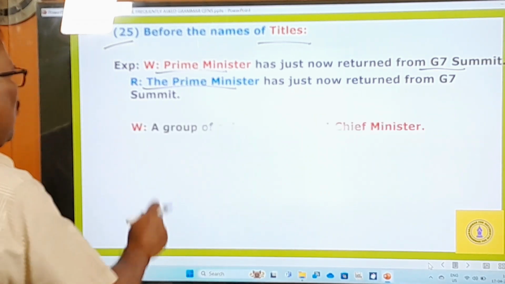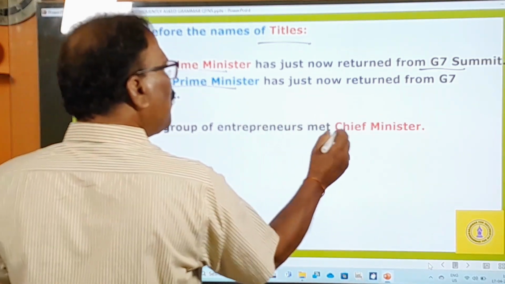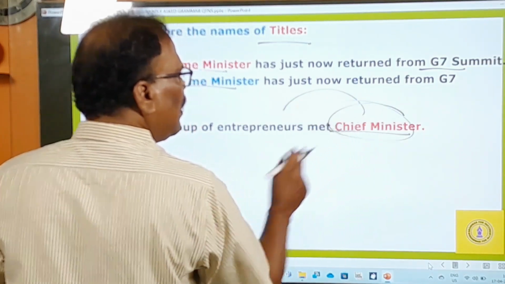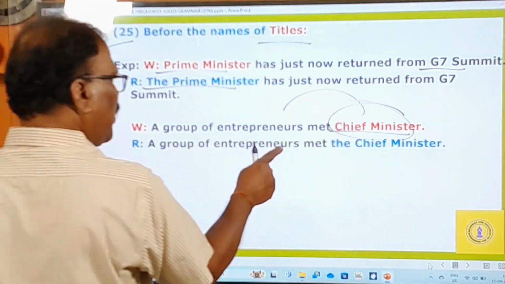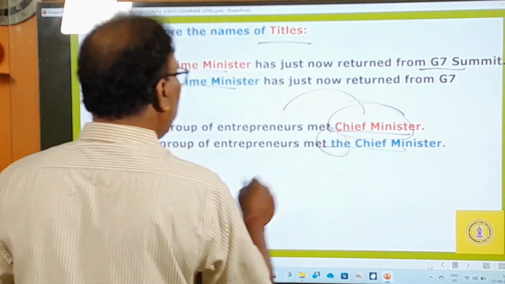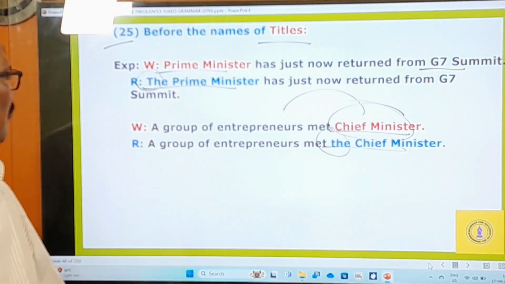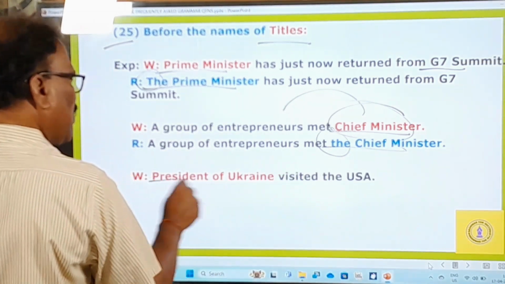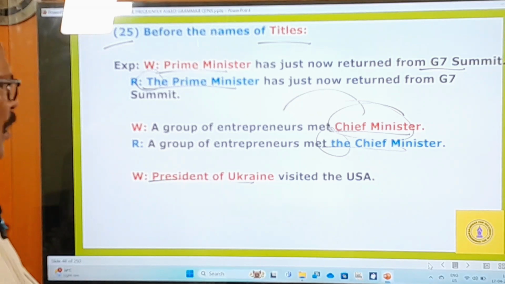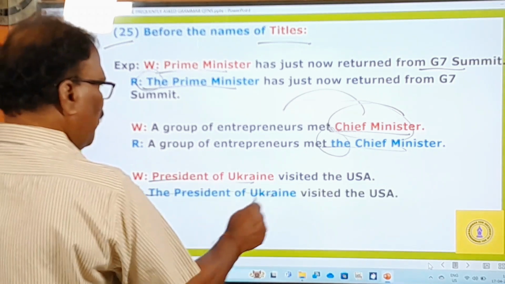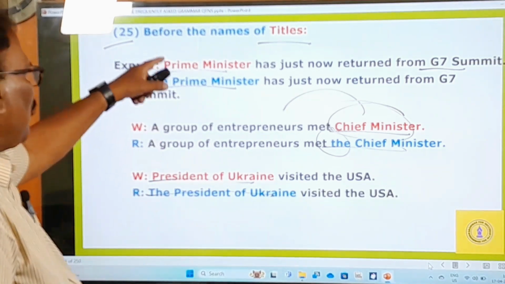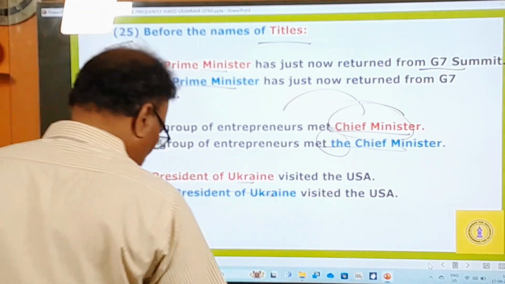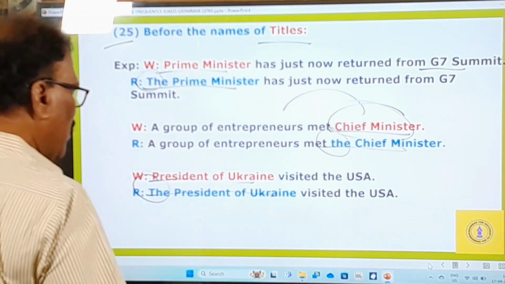And you go to the next one. A group of entrepreneurs met the chief minister. You cannot simply say chief minister. It is a title. You have to say the chief minister. Here one more example. The President of Ukraine visited the USA. You cannot simply say President of Ukraine. You have to say the President of Ukraine. So in this way, before these titles, we should use the definite article, right? And now let's move on to learn the other examples.